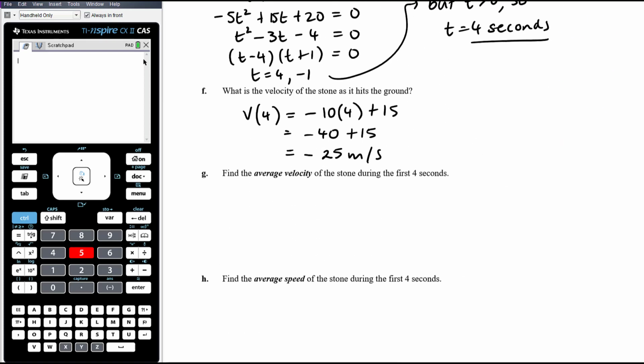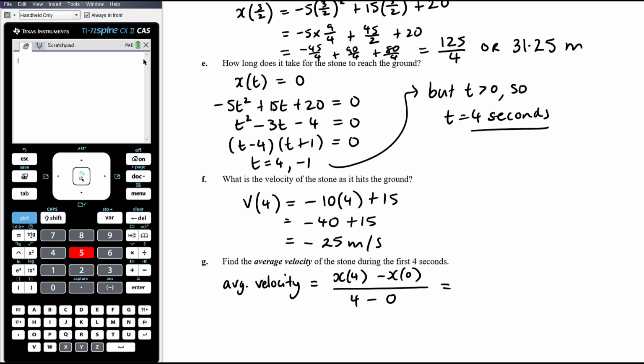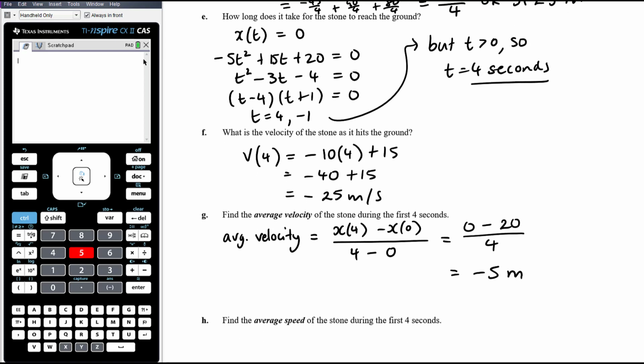Find the average velocity of the stone during the first 4 seconds. Okay, so average velocity is change in displacement over change in time. So it's the displacement after 4 seconds minus the displacement at the beginning over the change in the time. Okay. So the change in the displacement, we already know that the displacement after 4 seconds is 0, minus the initial displacement, which was 20, over 4, so negative 20 on 4, so that's going to be negative 5 meters per second. So the average velocity is negative 5 meters per second.